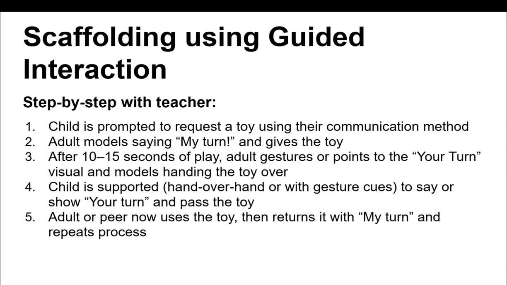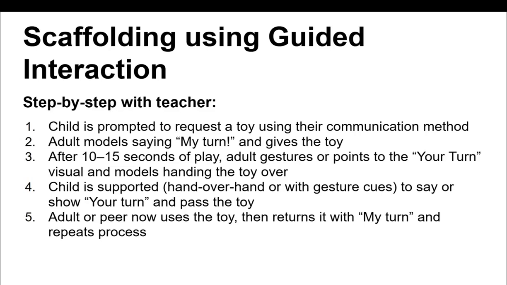So here's where scaffolding using guided interaction comes in. The child's going to be prompted to request a toy using their communication device. The teacher is then going to model saying, my turn, and give them the toy. After a few seconds of play, the teacher is going to gesture or point to the your turn visual and then model handing the toy over to a peer, or in this case, a teacher, right?